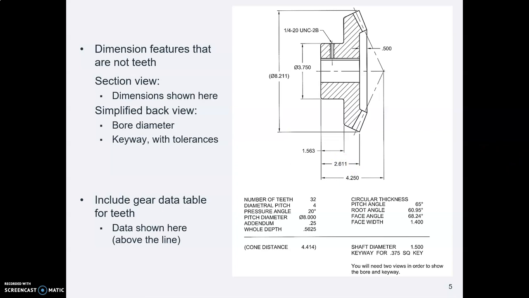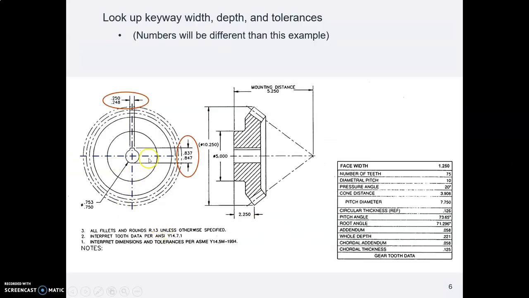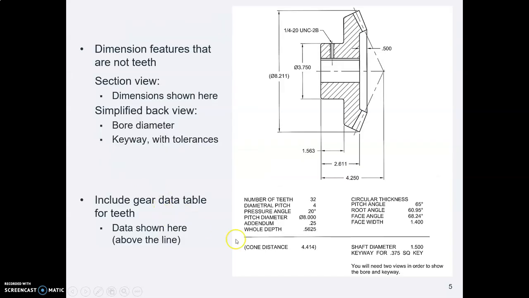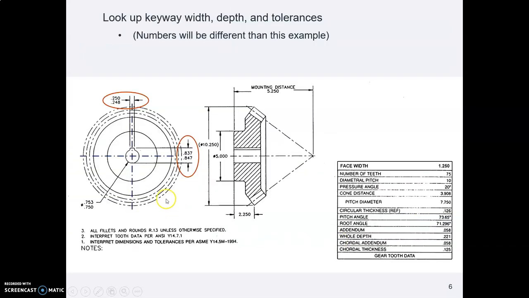Let me see what else. You will need to give a dimension for the size of the hole that goes through the middle of the gear. Yours is, where is it? Shaft diameter 1.5. So your circular hole here will be diameter 1.5. And you will also need to give toleranced dimensions for the width of the keyway and the depth of the keyway. You will not have these numbers, of course, because this is from some other gear out of our book. You'll need to look these up.